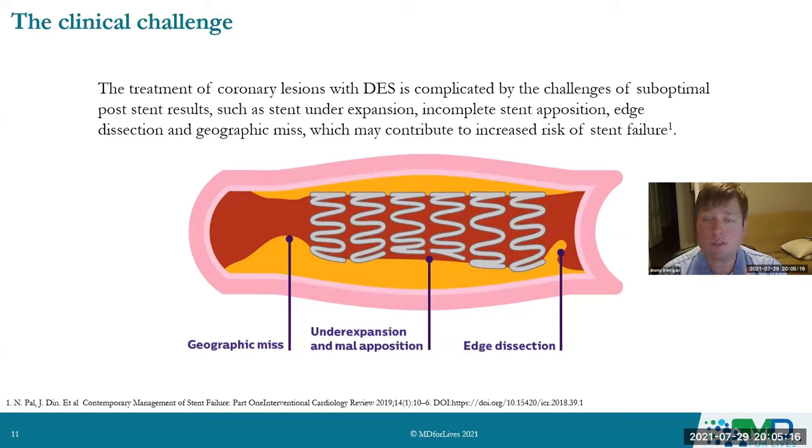So we want to make sure the stent is well expanded, it's well apposed, there's no edge dissection, and there's no plaque at the edges. And we'll go through some examples, some real world examples.